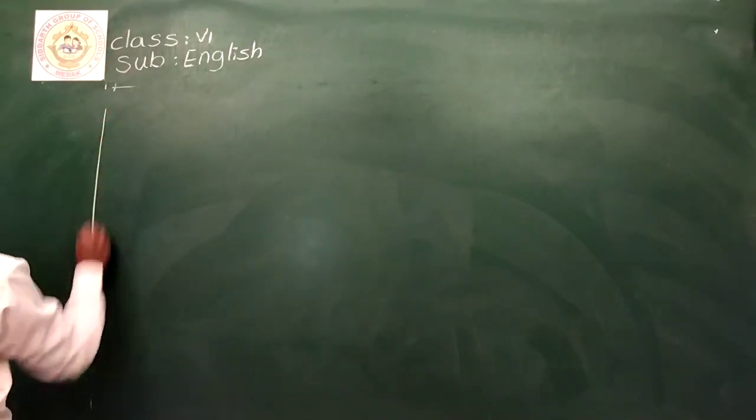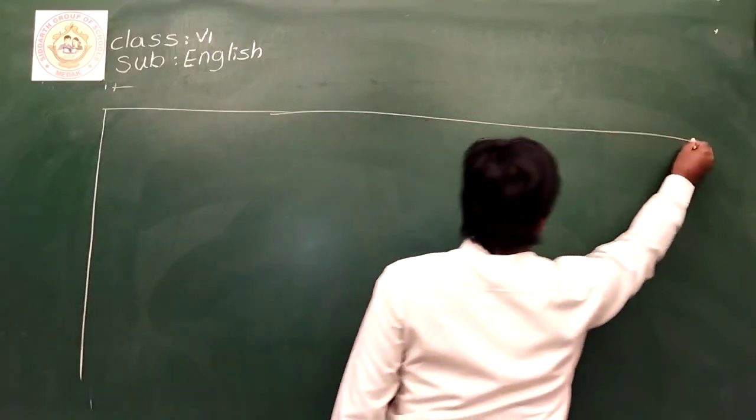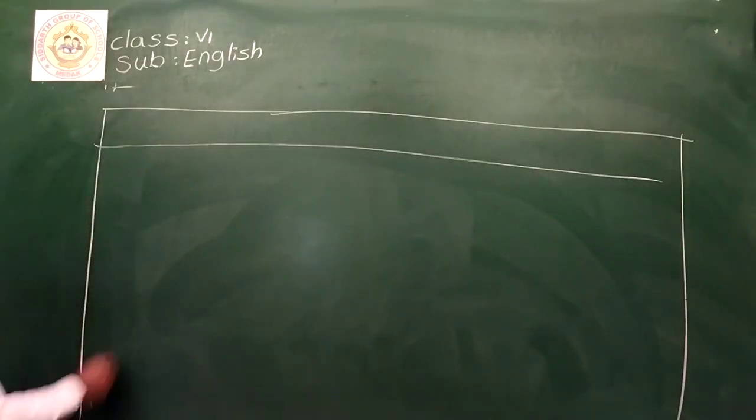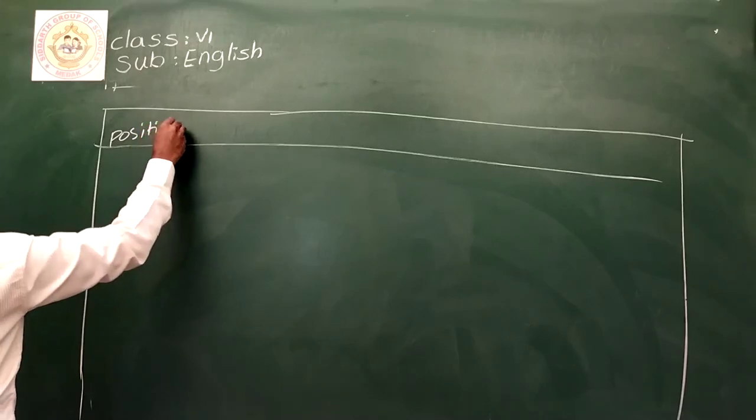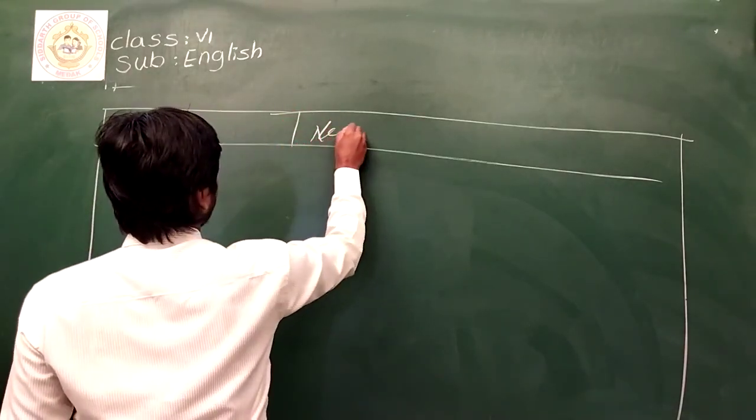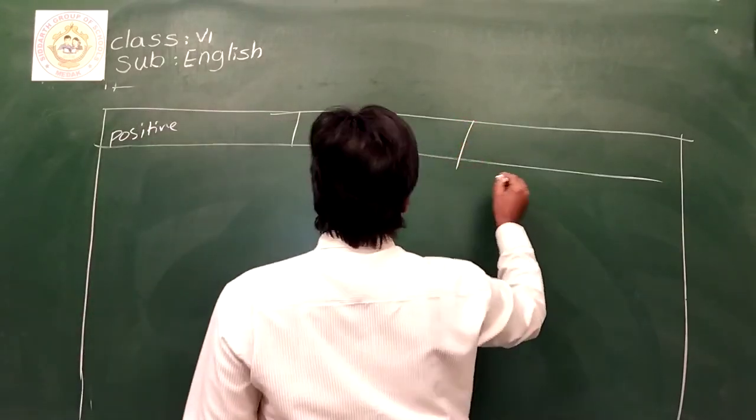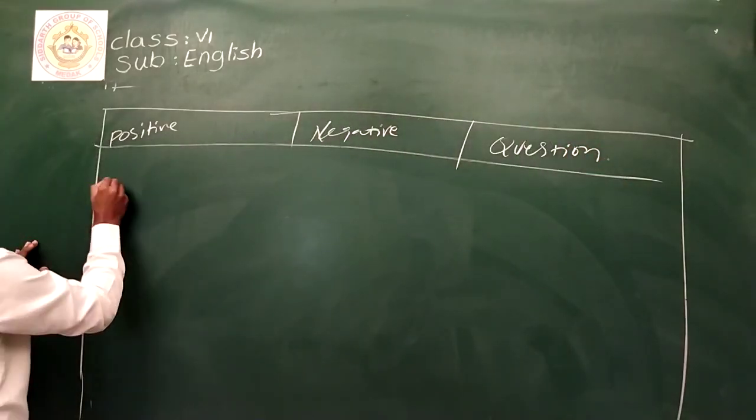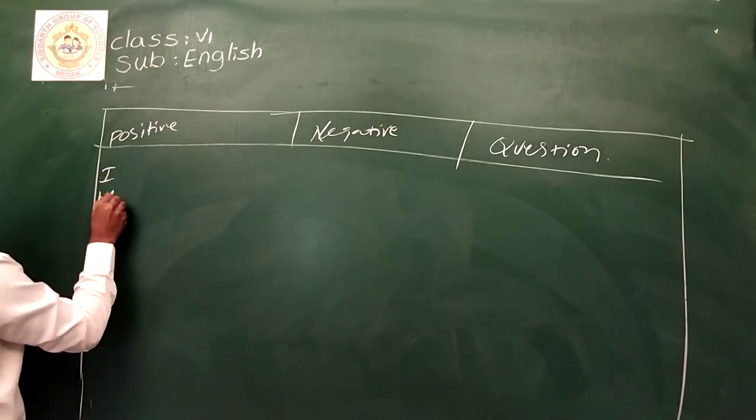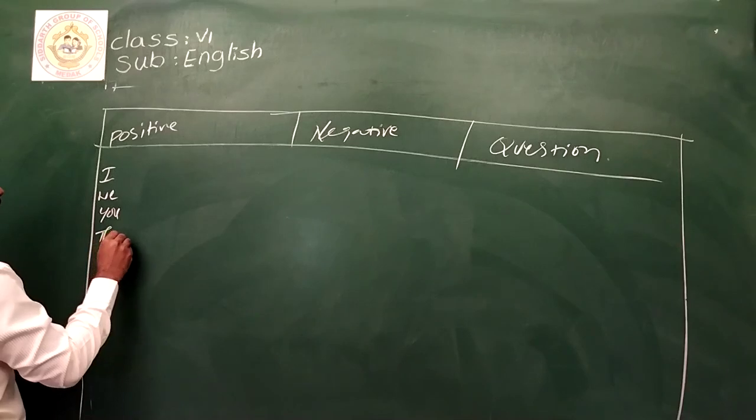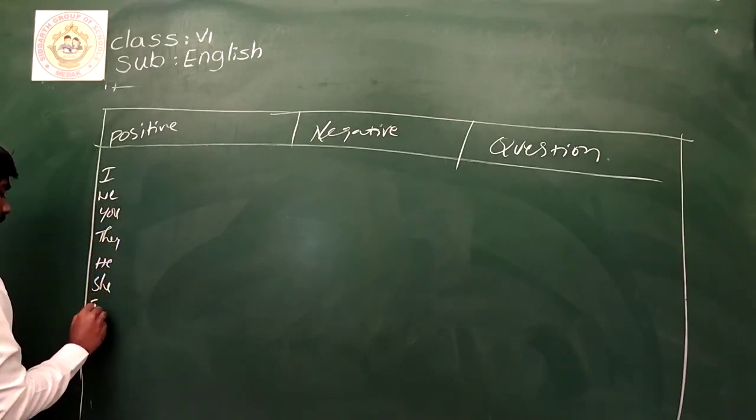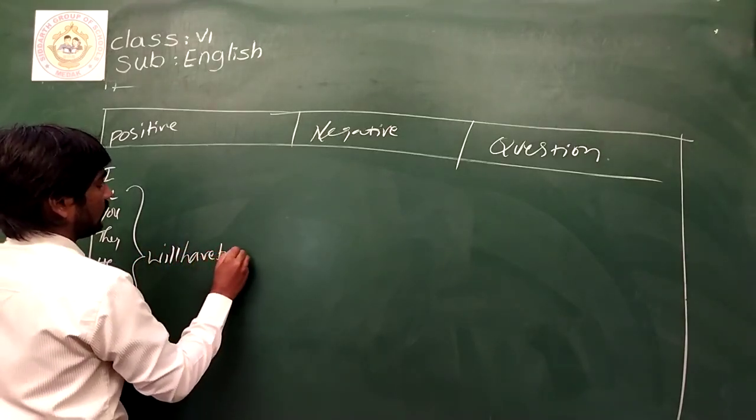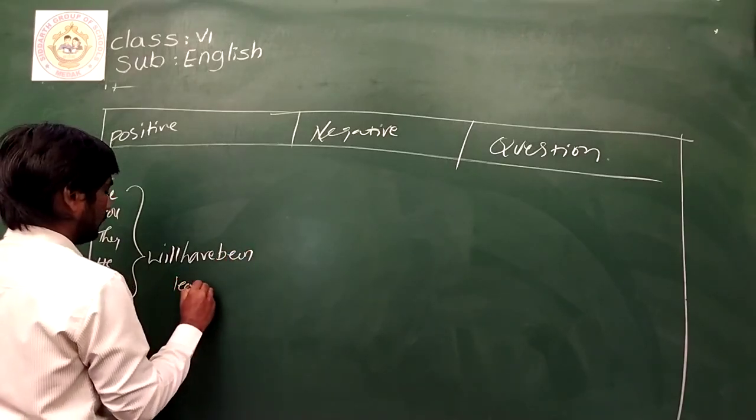Okay, table. Positive, negative, question. So the structure, subject is all the same: I, we, you, they, he, she, it. Will have been learning.